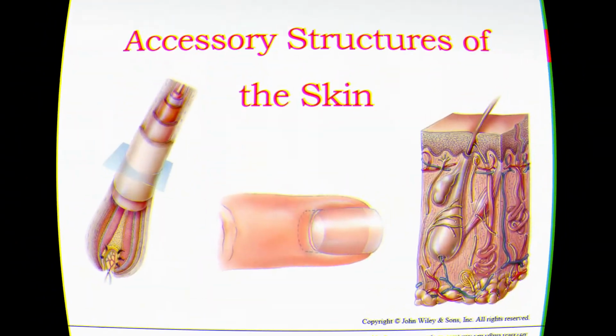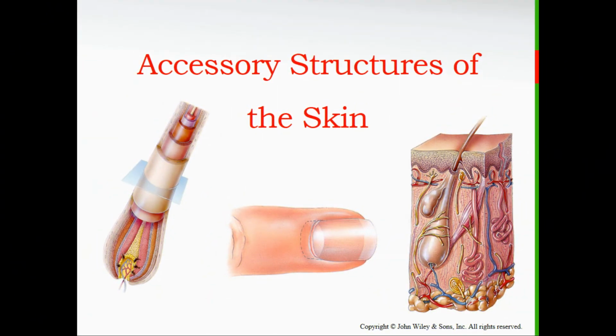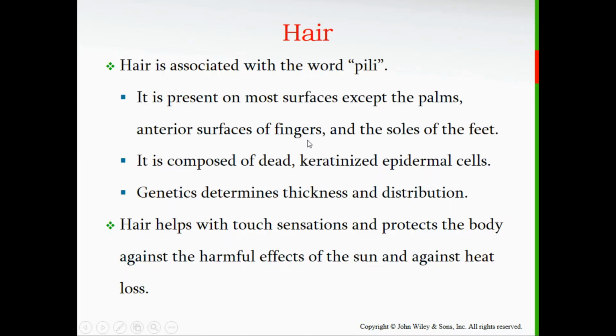Today we're going to talk about accessory structures to the skin, and that's primarily going to be the glands found in the skin, hair, and your nails. So let's go ahead and get started. All right, so we made our way through the epidermis and the dermis and subcutaneous layer. Now we're going to talk about the accessory structures of the skin.